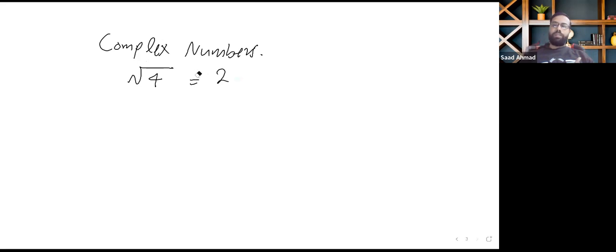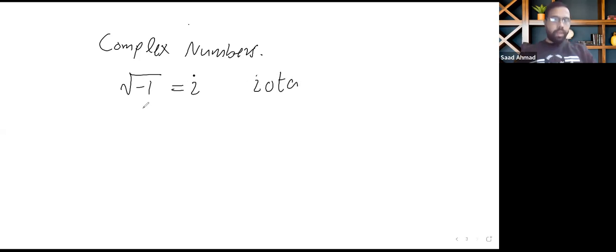To solve that problem, there comes the idea of complex numbers. What they did was give the square root of -1 a name. We cannot find its value, but we can give it a name, just like we all have a name. It's not its value, it's its name. It's called i, read as iota. So the square root of -1 is iota.